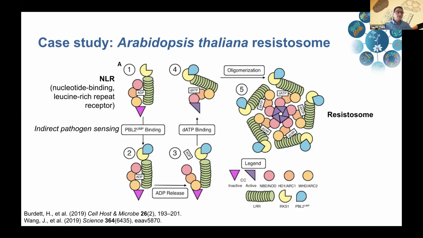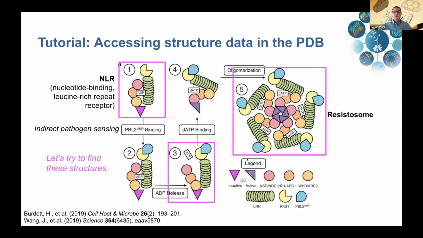And so for purposes of the tutorial, I thought it would be helpful if we try to actually find some of these structures, or at least the corresponding structures for these steps in the pathway, which have been published by Wang et al. And so when we do this, we can keep in mind some of these key elements of this pathway in developing our search. So for example, we can use the fact that this first inactive state is bound to ADP to help narrow down our search. We can also use the author and citation information. We can also use the fact that it's coming from Arabidopsis thaliana.